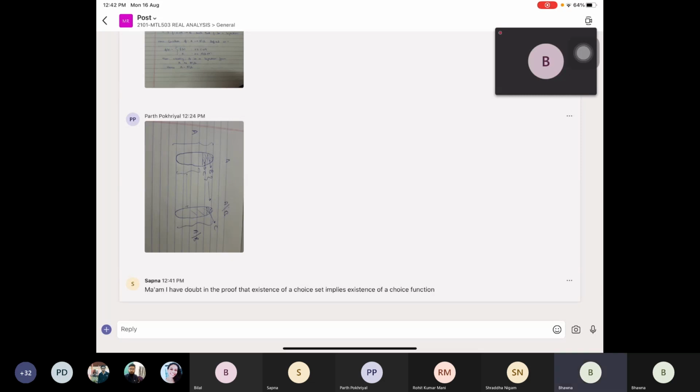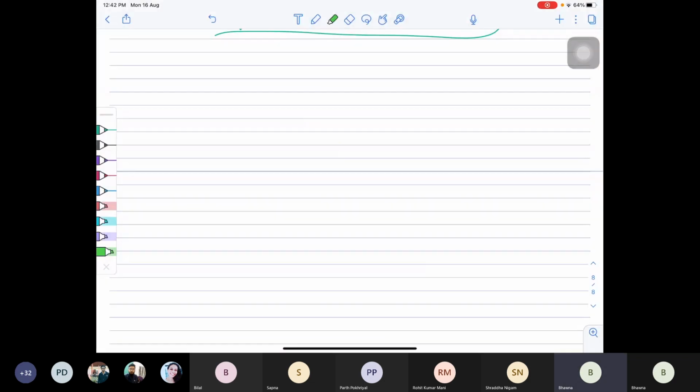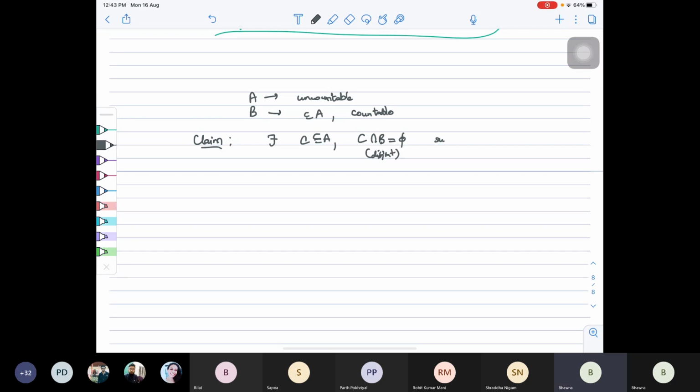Okay, Sapna had a doubt in the proof of existence of choice set implies existence of choice function. Okay, we will see that. First of all, let's clear Rohit's doubt. So A was uncountable and B is given to be a subset of A and that too countable. My claim is that there exists C subset of A, C intersection B equals phi, that means disjoint, such that C is countable.